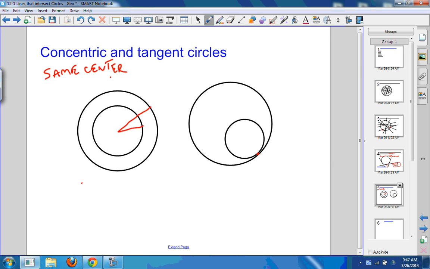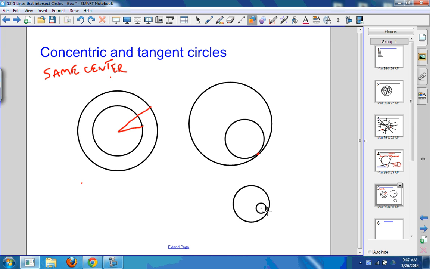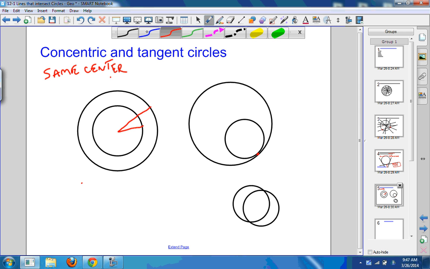And then I guess the only other kind of circles we could have if we have two circles would be something like this. So we have two circles that intersect, right? They don't have a special name or anything. Those would just be intersecting circles. These would not be concentric circles, and they would not be tangent circles. They're not concentric circles because they do not have the same center, and they're not tangent circles because they intersect at 2 points. So they're just two intersecting circles.